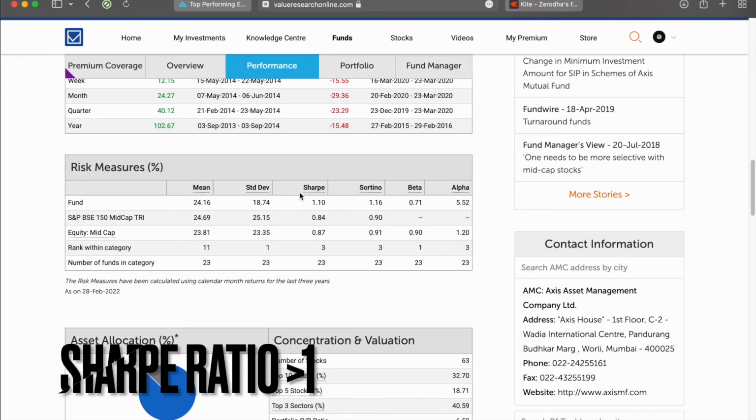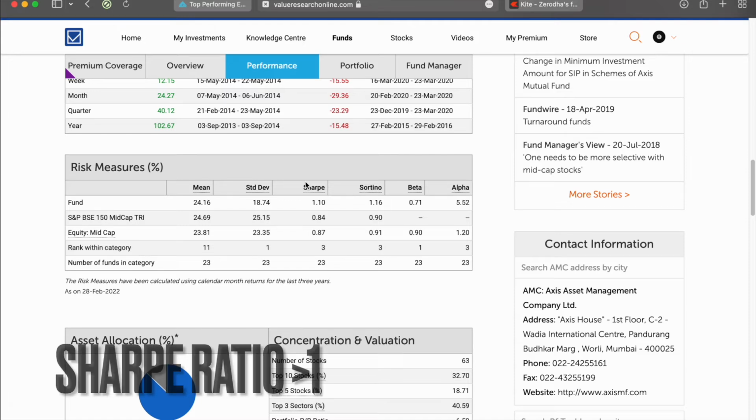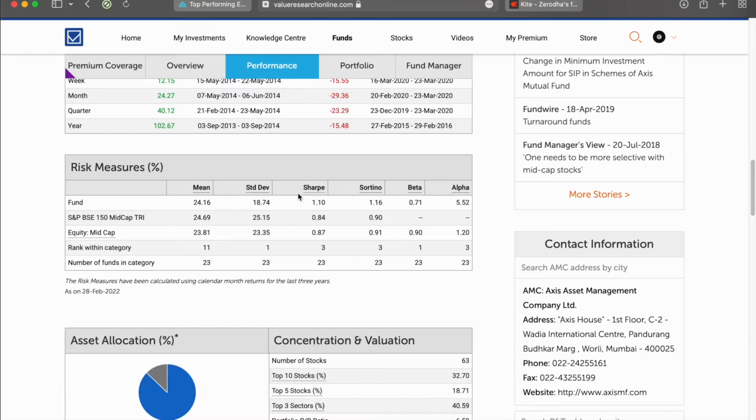The second thing that we need to analyze is Sharpe ratio. Now, what is Sharpe ratio? Sharpe ratio is a measure of risk adjusted returns. Now, anything greater than 1 is a good sign. So, we have a 1.1, and look at the benchmark. Always compare it with the benchmark, 0.84, which means the benchmark is producing 0.84 of risk adjusted returns, but our fund is able to generate 1.1, which is a good sign. So anything greater than 1 is a good sign.